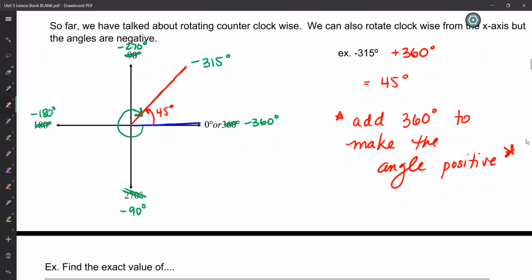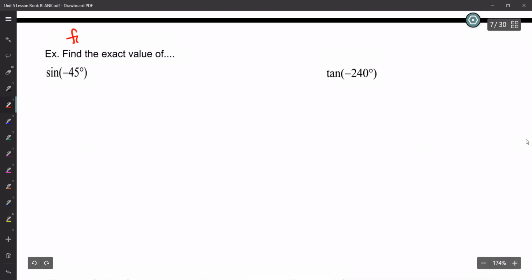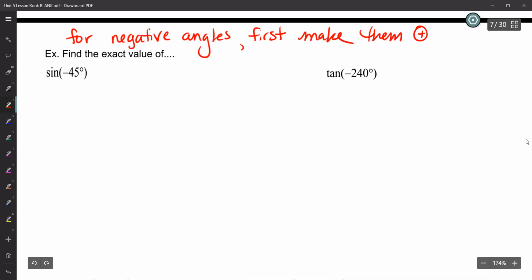Okay, so if we are approached with a question like this, we will first make the negative angle positive, and we'll follow the same steps that we followed before, okay? So for negative angles, first make them positive, then follow the same steps as before. Follow the usual steps.